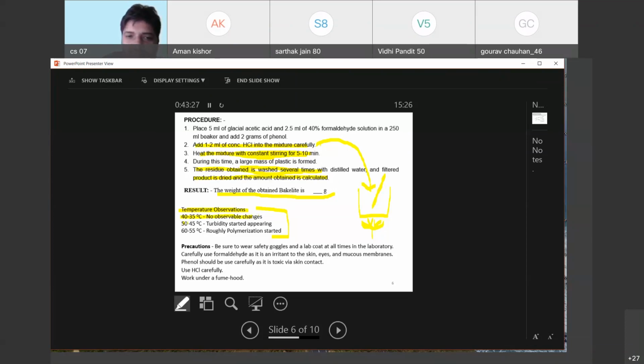When you heat somewhere in between 45 to 50 degrees Celsius, you will see some turbidity in the reaction mixture. Means the solution will not be clear now. And when you heat the reaction mixture near about 55 to 60 degrees Celsius, you will see large turbidity in the reaction mixture. So that will indicate polymerization is going on in the reaction mixture.